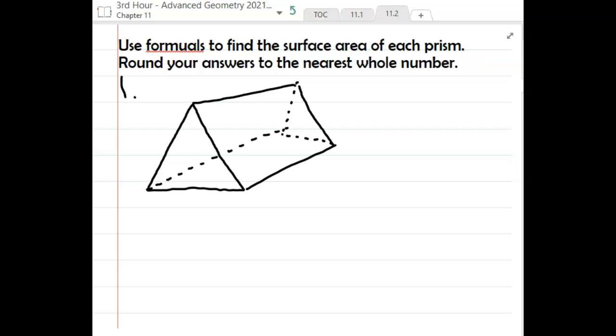Okay. So in this triangular prism, this bottom here is going to be 6 inches. This left-hand side is 10 inches. That long side is 24 inches. And then on the back here, it's going to be 10 inches.